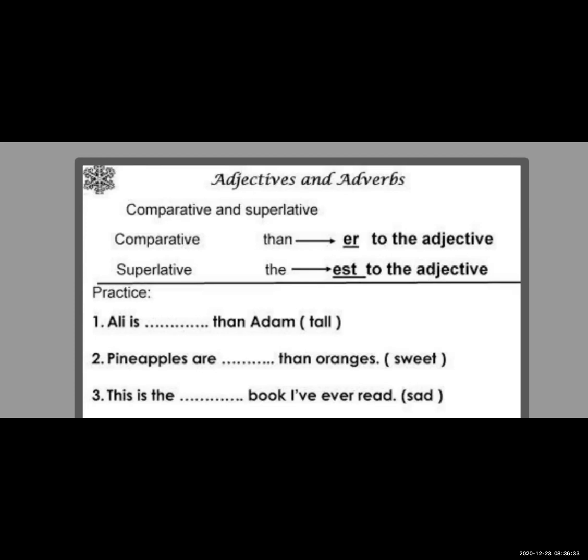Okay, in the bracket they have shown you "tall." Then there is a hint they have given over here: comparative or superlative. If "than" is there in the sentence, at that time you have to add "er" to the adjective. Which is the adjective? The word which is written in the bracket is the adjective in every sentence. So we have to just add "er" to that adjective. I hope you all have got your answers.